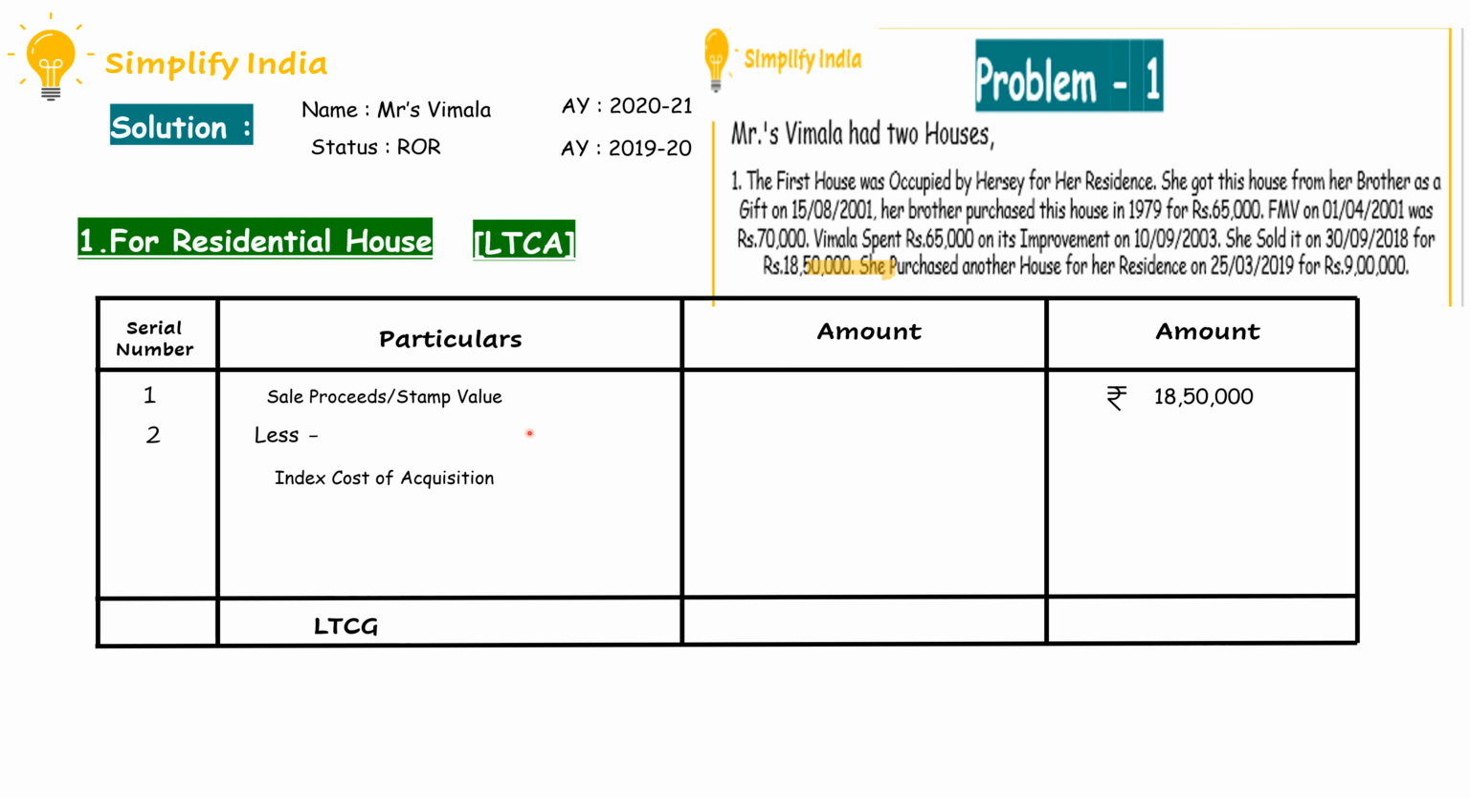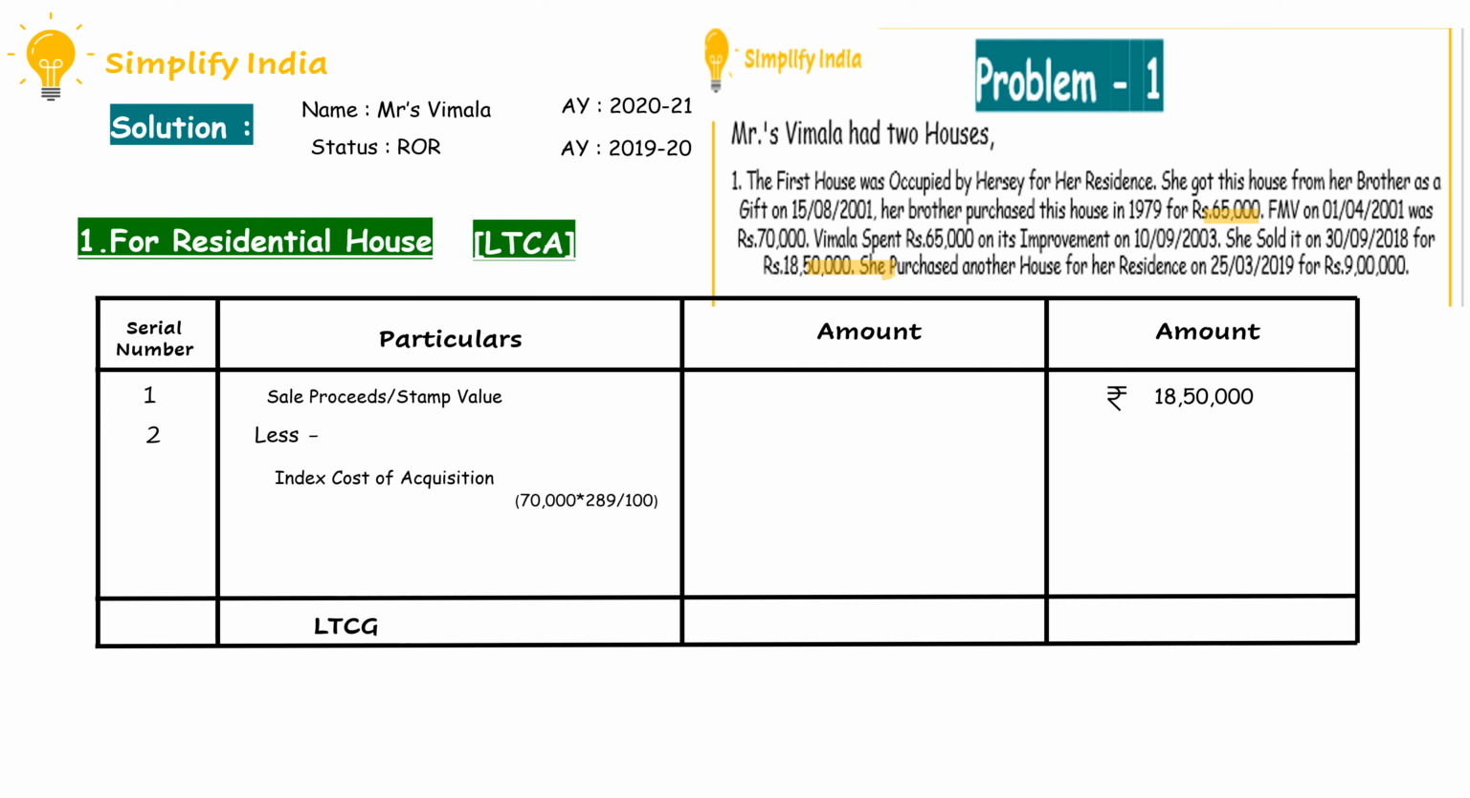As we know, Mrs. Vimla has not incurred any money in the purchase of this house, as this house has been gifted by her brother. So as we know from a previous problem, for any asset held by an assessee where the assessee has not incurred any cost for acquiring that particular asset, the cost of acquisition will be the amount incurred by the previous owner of the asset. Here the previous owner of the asset is her brother. So he had purchased this house in the year 1979 for rupees 65,000.